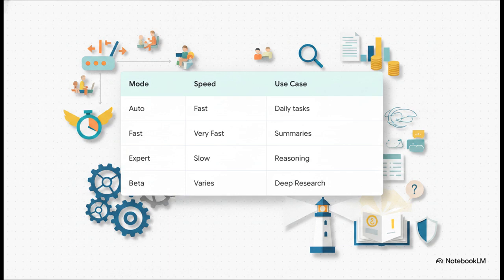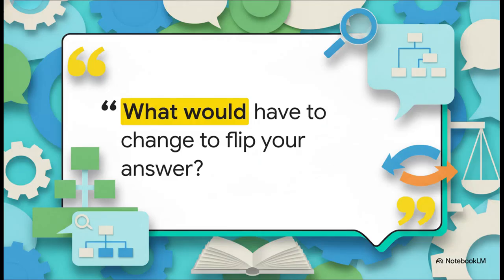It takes a second longer, but it engages a much deeper reasoning stack. And finally, use beta for those high-stakes, defensible research tasks where you absolutely need cited sources. Now check out this incredibly specific trick for expert mode. Adding this exact phrase, "What would have to change to flip your answer," forces the AI to actually commit to a defensible position, instead of just handing you some generic wishy-washy essay.